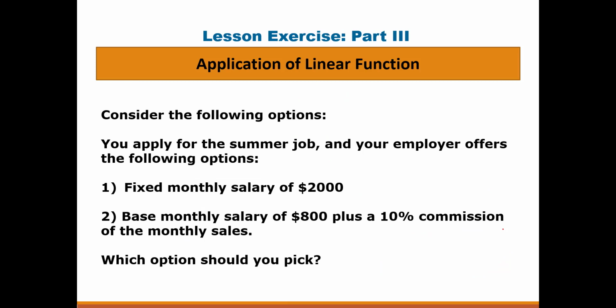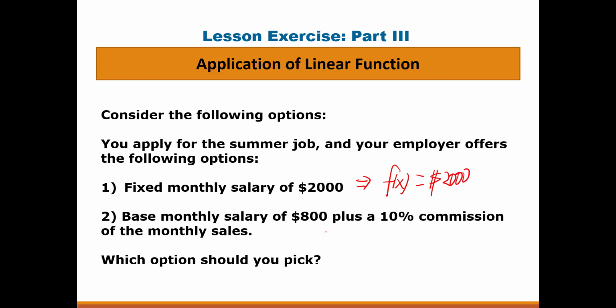And now consider the following options. So if, for the summer job, maybe provides the following options. First one is a fixed monthly salary of $2,000. Second one is a base monthly salary of $800 plus a 10% commission of the monthly sales. So totally depends on your personality. So you are a people person, maybe you prefer the commission-based salary system. If you are a shy person, conservative person, maybe you feel like fixed monthly salary of $2,000 is better. But for the first option, f of x, right? This is a constant, so it's always going to be $2,000.